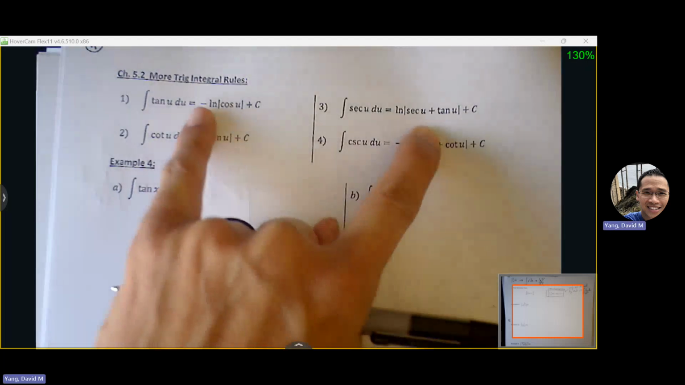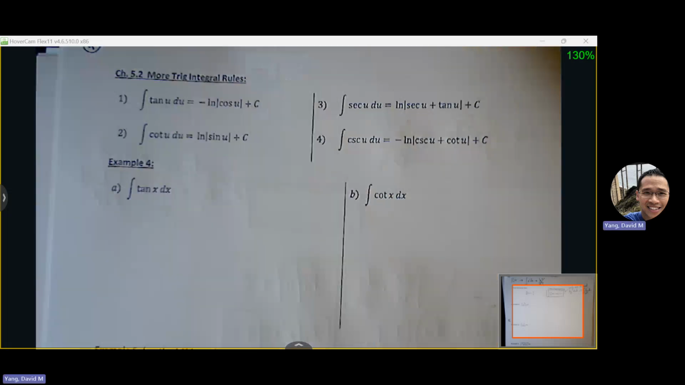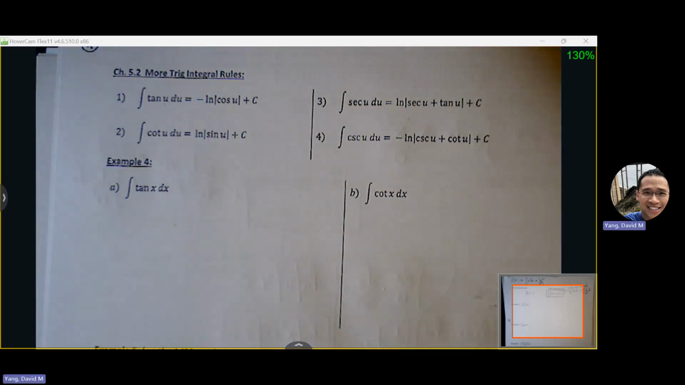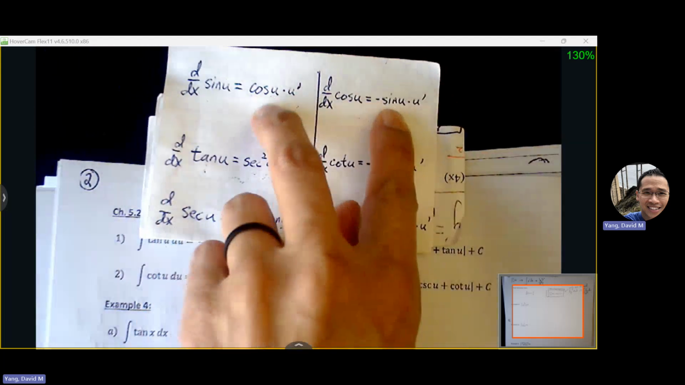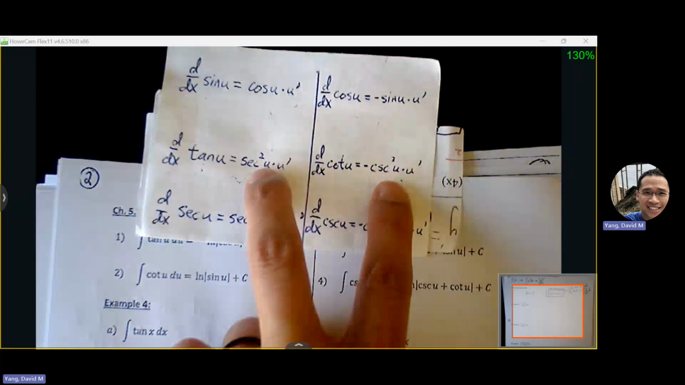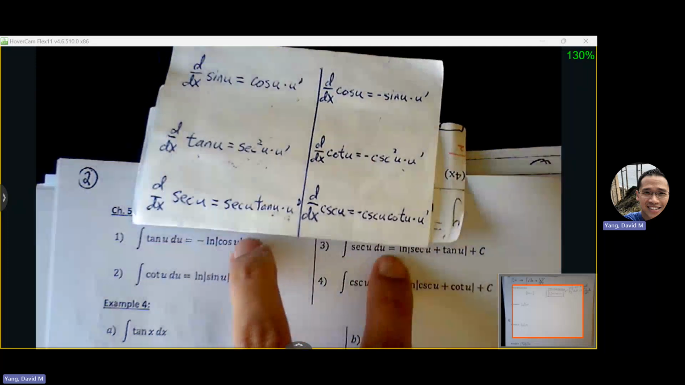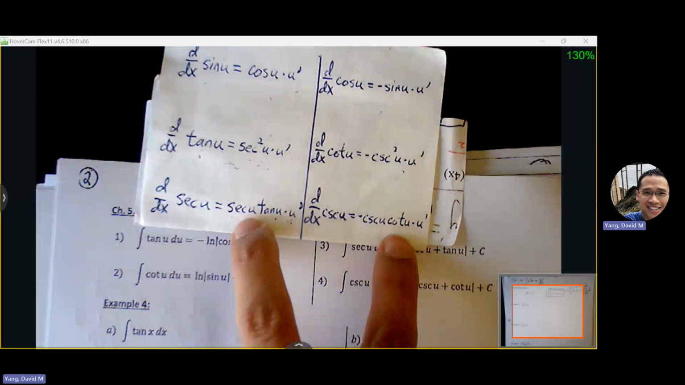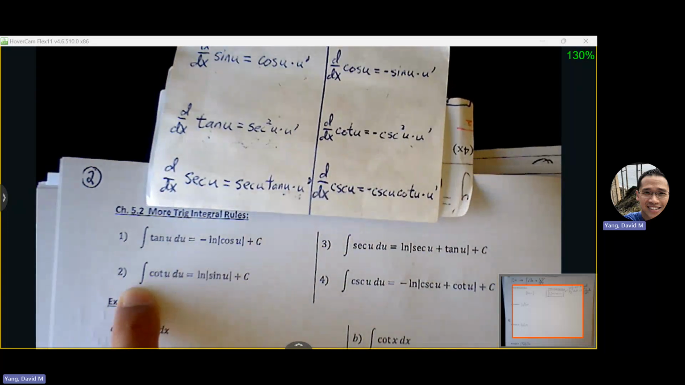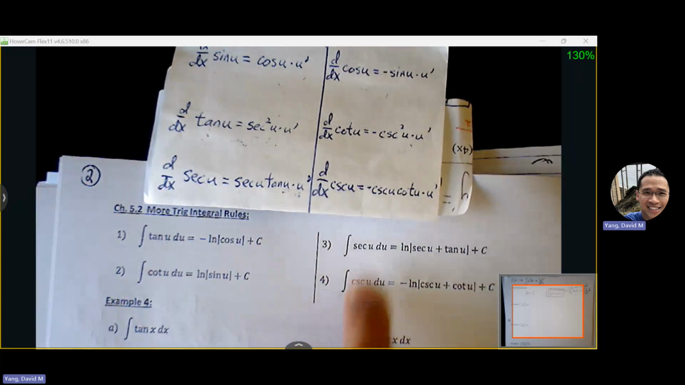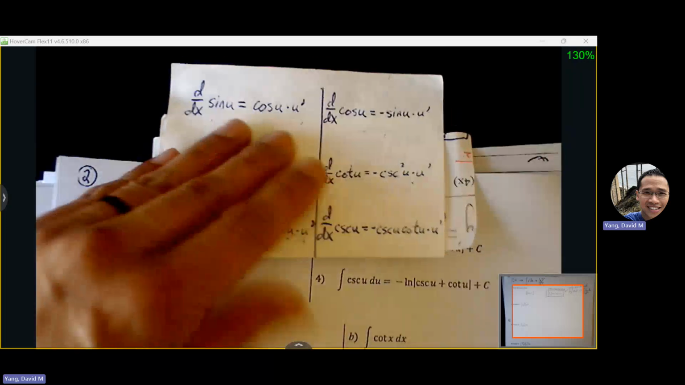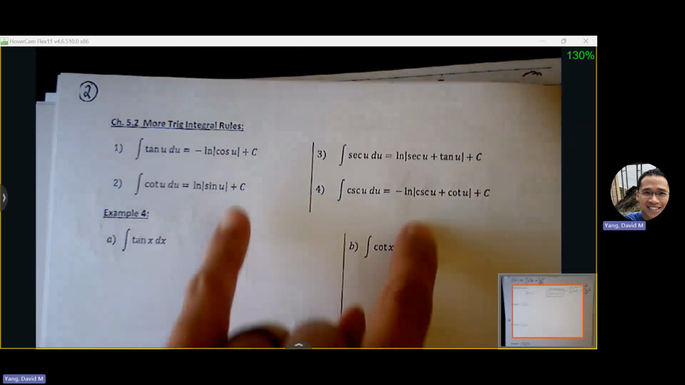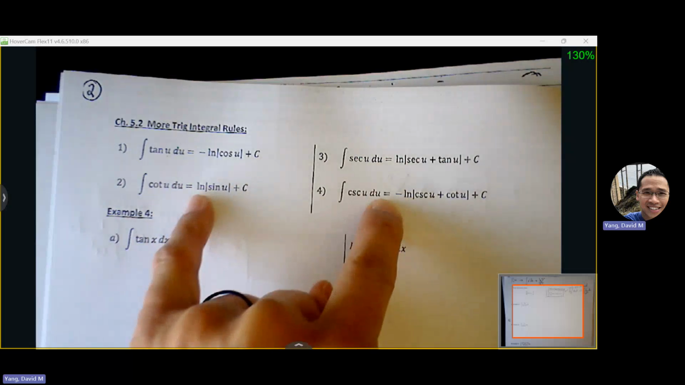We have some more specific integral rules that do not fit the original set of trig rules that we learned. So remember the original 6 that we learned. We have the integral rule for cosine, for sine, for secant squared, for cosecant squared, for secant tangent, and for cosecant cotangent. But we don't have rules for tangent, cotangent, secant, and cosecant. Those were not from the original 6 derivative rules. So these special rules are involving natural log.